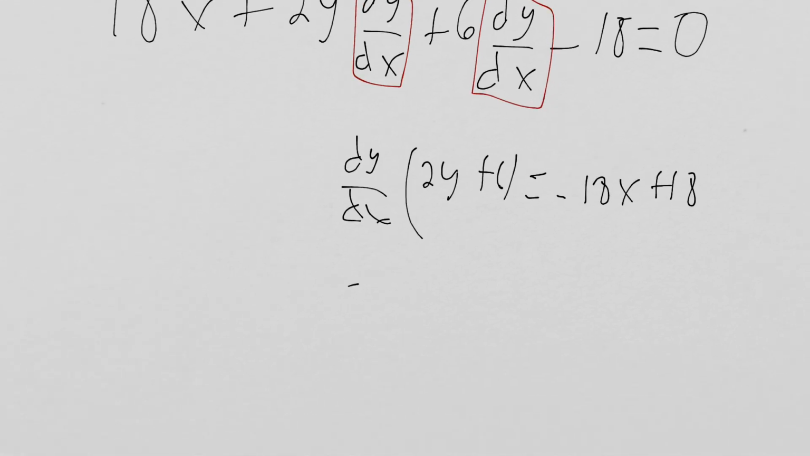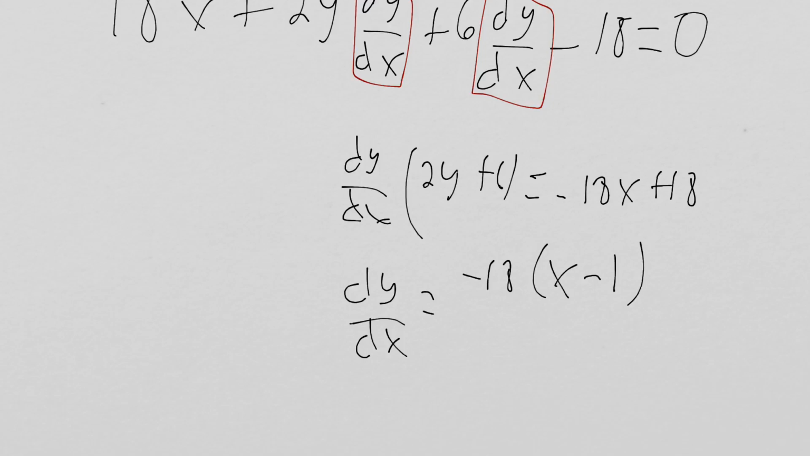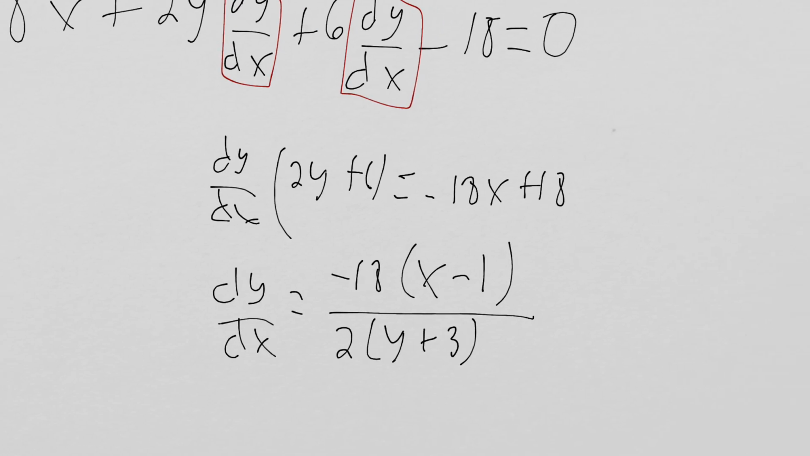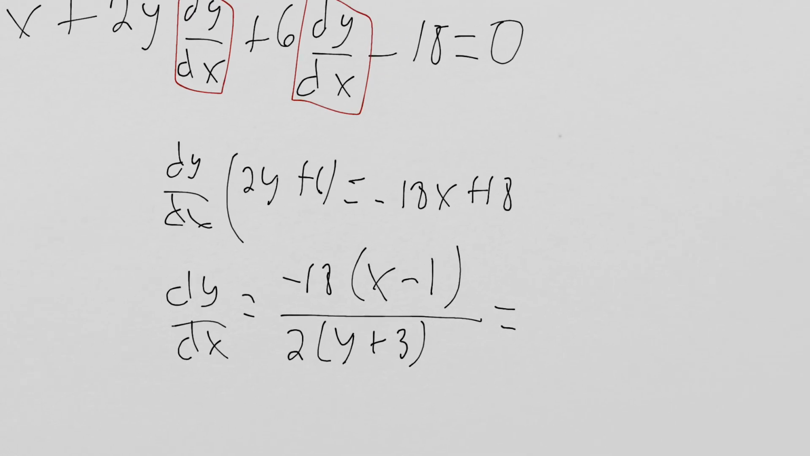So then what's dy/dx? It is, I'm going to go ahead and factor out a negative 18 from here. So I get negative 18 times x minus 1. That's what's left over if I take away negative 18 from both pieces. And then down here, 2y plus 6, I'm going to factor out a 2 from that. So I get 2 times y plus 3. The reason I'm doing that is it's going to make our lives easier if we simplify a little bit. So that's negative 9 times x minus 1 over y plus 3.